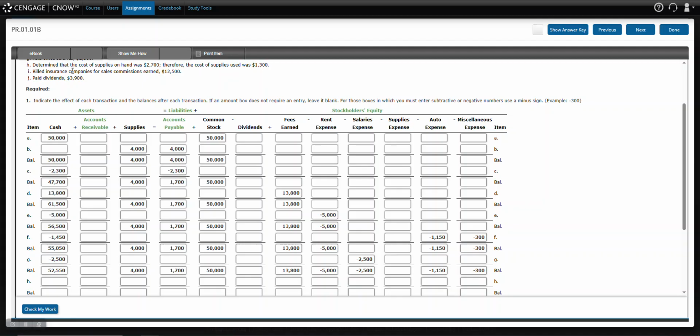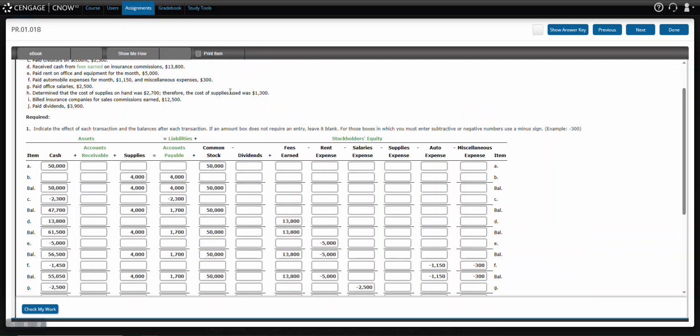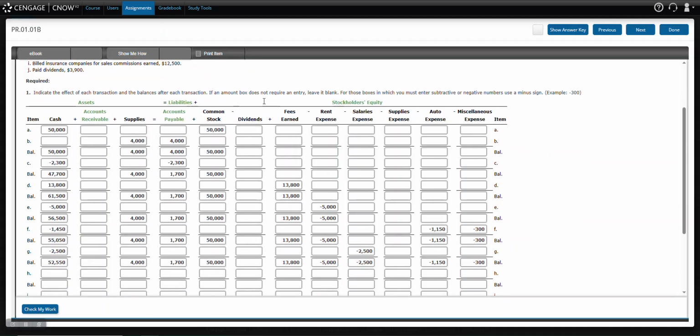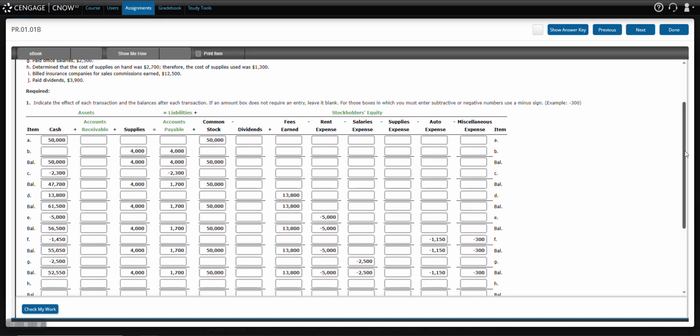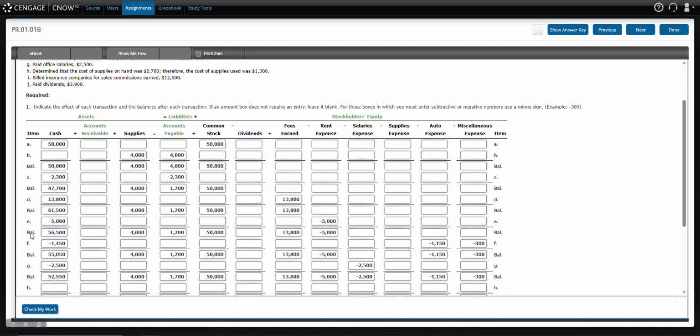In H, it says we determined that the cost of supplies on hand was $2,700. Therefore, the cost of supplies used was $1,300. So, as I mentioned, the definition of an expense is any asset that we have used to run and operate our business. So, for example, in the previous one, we used $2,500 in cash, which is an asset, to pay our employees. In this case, we're using a different asset. We're using supplies. So we're using up some of those supplies, whether those are pens, pencils, paper, whatever the case may be, we're using some of that up to help run and operate the business.